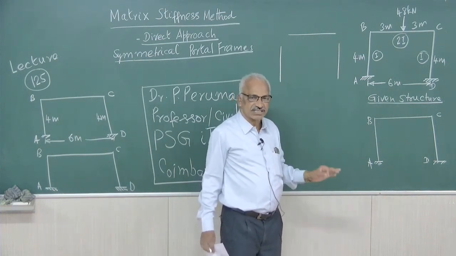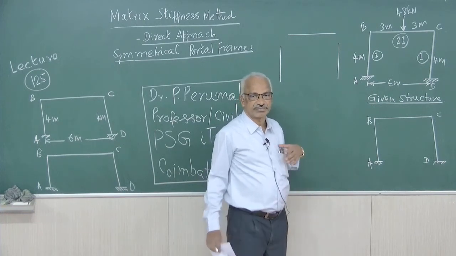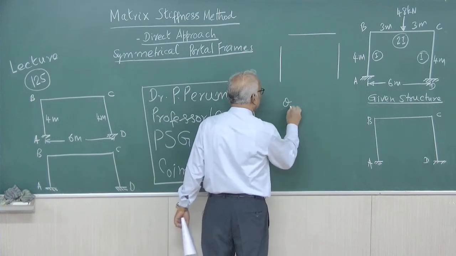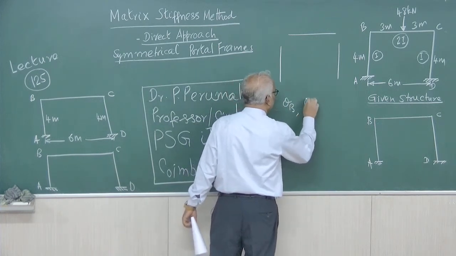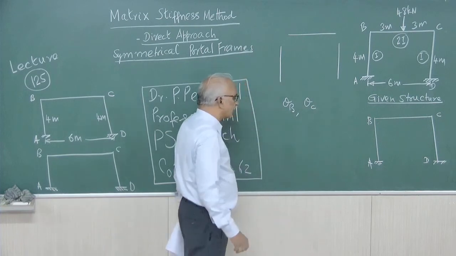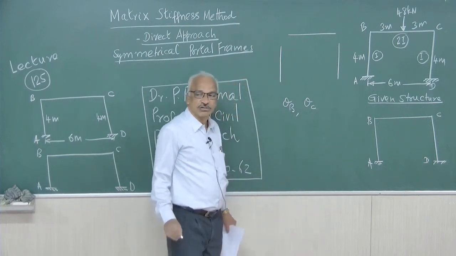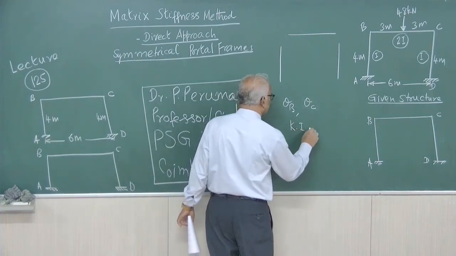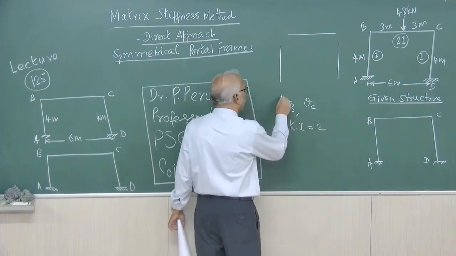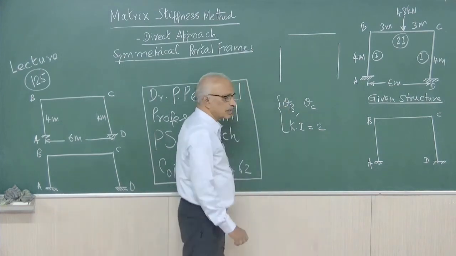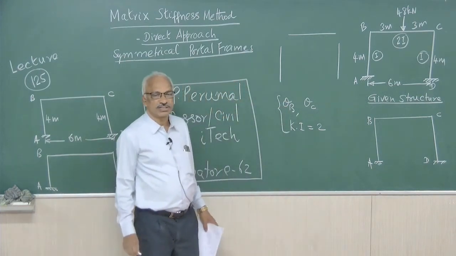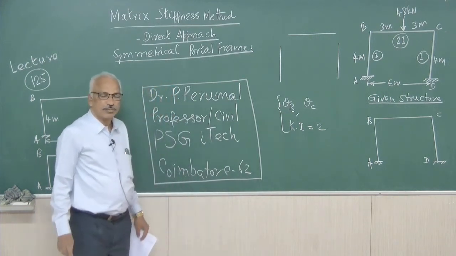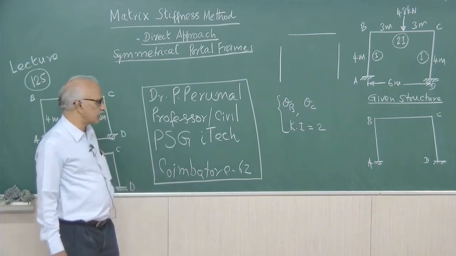Therefore, the structure will not be subjected to side sway. So, delta E equal to 0. Therefore, theta B is one possible unknown, theta C is another possible unknown, A and D are fixed, delta E equal to 0. So, the kinematic indeterminacy of the structure is equal to 2, that is, the number of possible joint displacements equals 2, for the symmetrical portal frame. Now, let us analyze this frame by the matrix stiffness method.